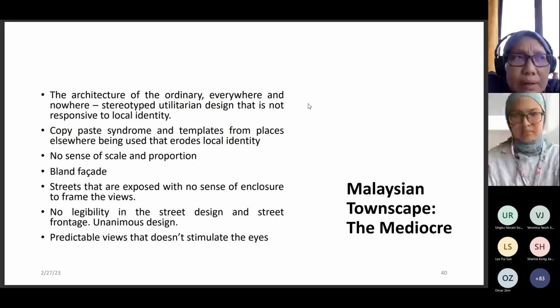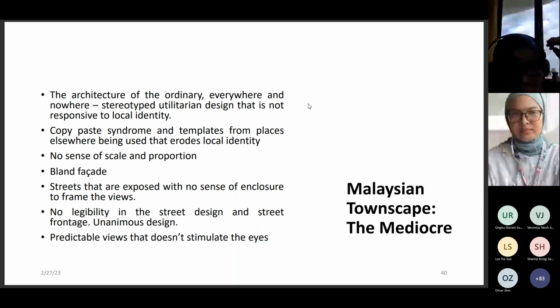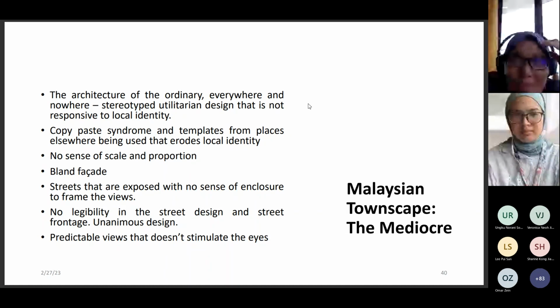One of the root culprits of the problem is the copy-paste syndrome. I don't know why, as if we have a lack of ideas, we like to copy. I've read many reports and plans which are copy-pasted from other places. Sometimes it's so easy when you are doing things with the computer. You can just copy-paste whatever plan and put it inside. You have policies that were made elsewhere and put them in your local plan. The same goes with design.